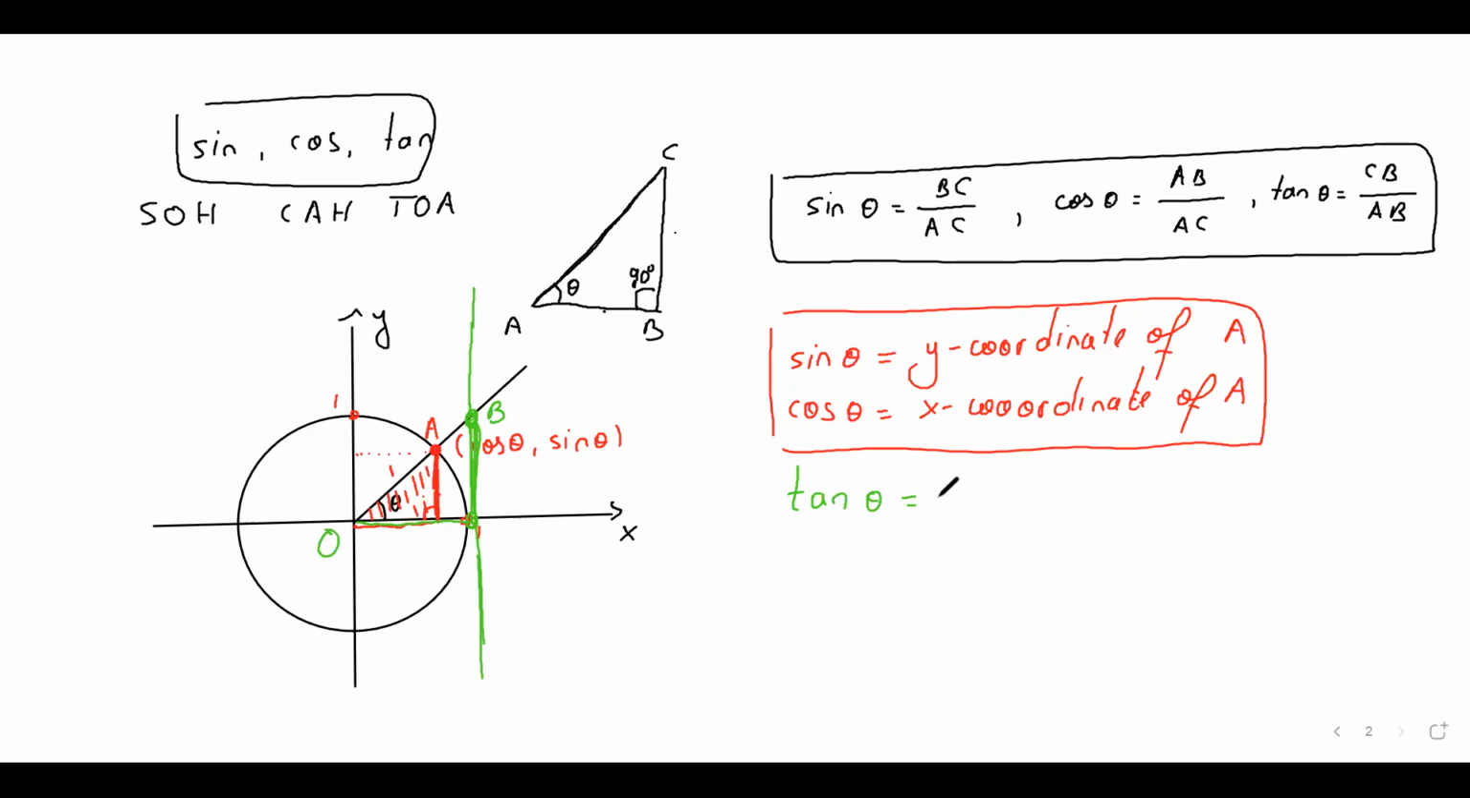So tangent of theta is, I would say, the y coordinate of B. So it really represents the rise of B, the distance from B to the x-axis.